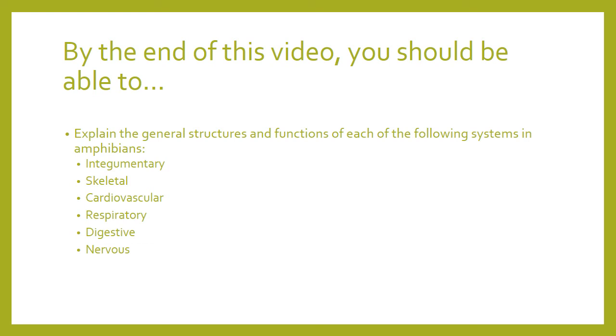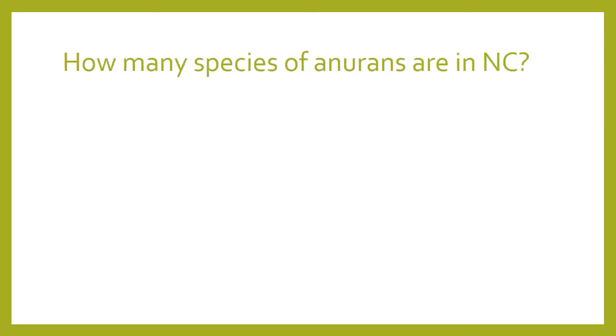So it's time to kind of go back and make sure that you have good notes on each one of these systems, both the structures and the functions. And I'll leave you with some trivia. How many species of anurans, so those are the frogs and toads, are present in North Carolina? Think about it. Come up with your guess.